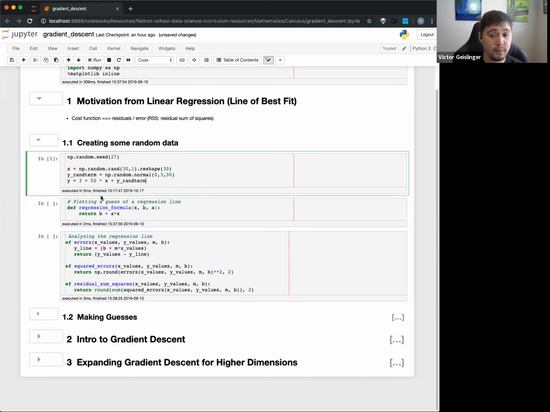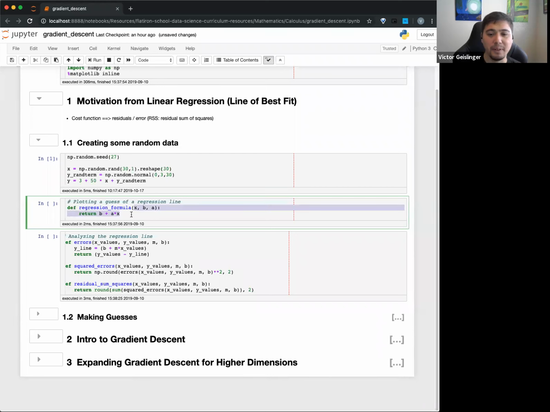One nice thing we can do is make a line. For the regression formula, I can take in the x, the b, and the a, and that will tell me the predicted y. This makes it easier so I don't have to write down b plus a times x. Note that I put a instead of m. I just never liked m for slope. Why is it m and b?